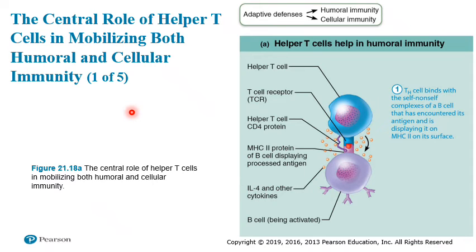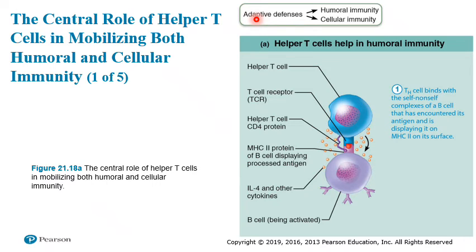Now let's take a look at the helper T cells. The helper T cells help in the humoral immunity. Pretty much the central role of the helper T cell is in mobilizing both the humoral and cellular immunity. Now, the helper T cells are very important. As a matter of fact, the AIDS virus I mentioned to you immobilizes the helper T cells. And when the helper T cells are immobilized, the entire immune response of the individual is gone.